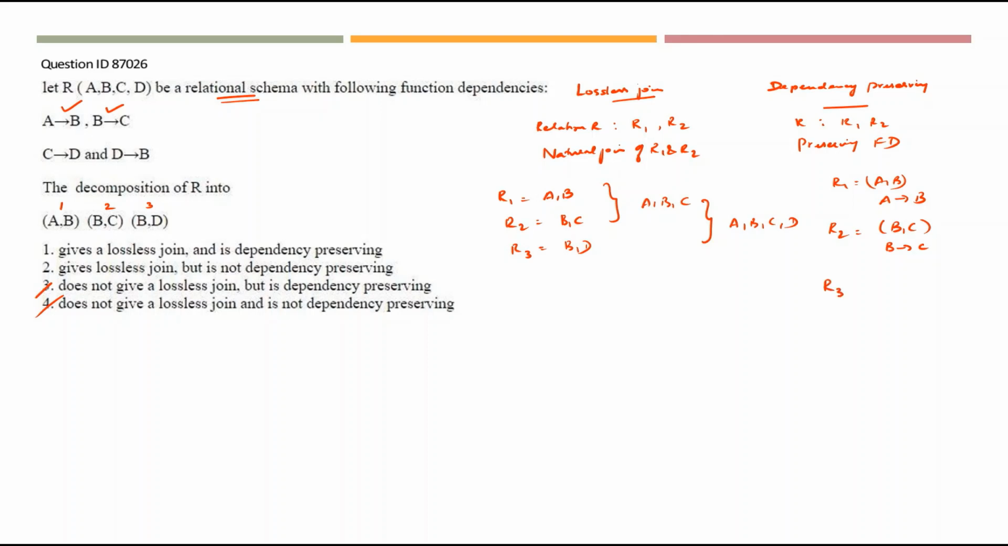Let's take relation 3. It is B, D. Taking these two into consideration, from B I will be able to determine C and from C I will be able to determine D. So in this way, all the functional dependencies are preserved even when the relation R is decomposed into R1, R2 and R3. So it is also dependency preserving. In this aspect, we are ruling out option number 2. Option number 1, the decomposition of R into these 3 relations, gives a lossless join and it is dependency preserving. We mark option 1 to be the right answer.